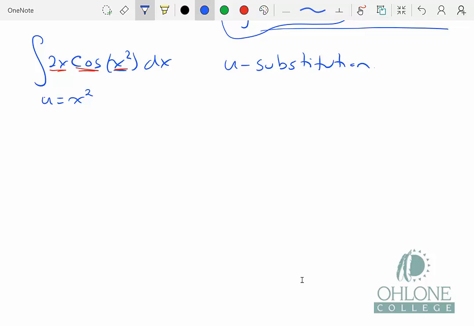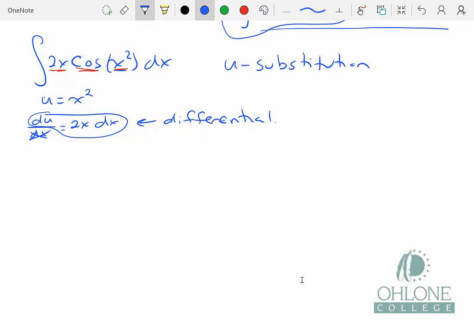So now u is a function of x, and I'm going to take the derivative of u with respect to x. So du dx is going to be equal to 2x. And then I will multiply both sides of this by dx. So I get that du is equal to 2 times x dx. This right here is what is called a differential. A differential is where the du is on one side and the dx is on the other.